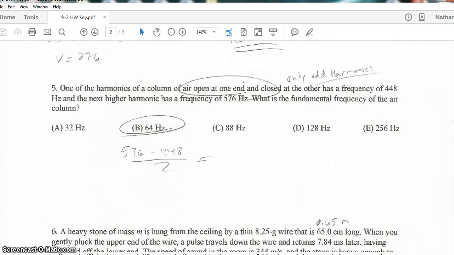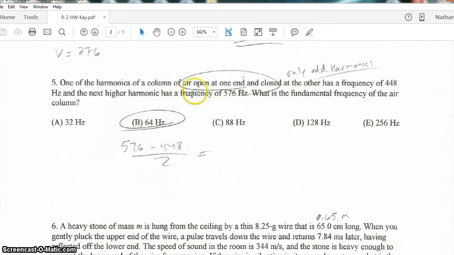So then rolling on with question 5 here: only odd harmonics in a column of air at an open end and closed end, right? So we are only getting the odd harmonics. One has a frequency of 448 hertz. The next higher harmonic has a frequency of 576. What is the fundamental frequency of the air?